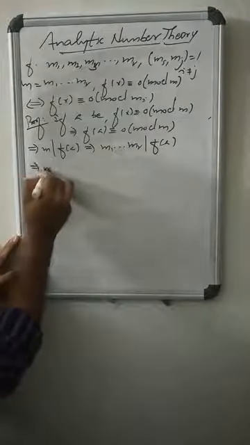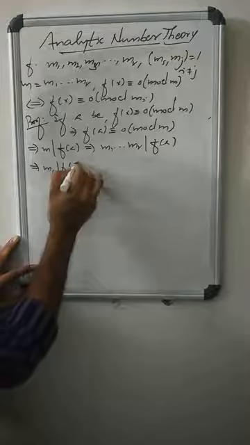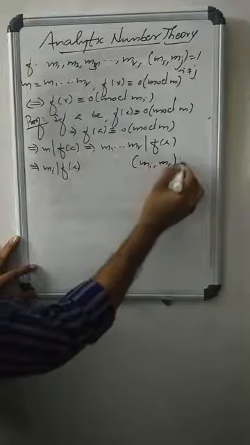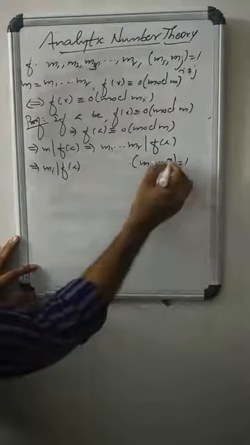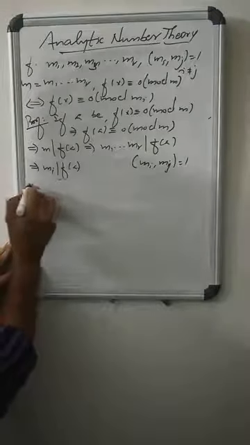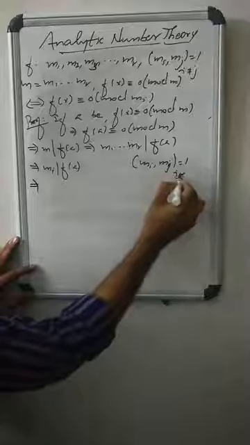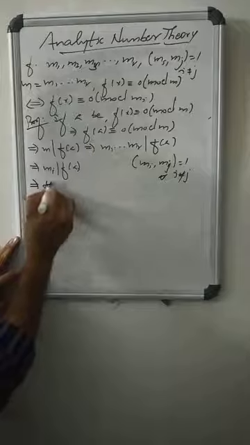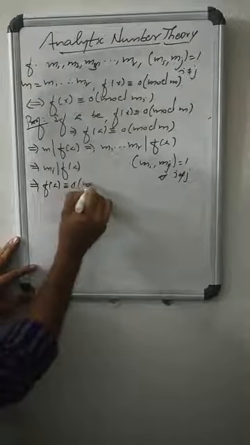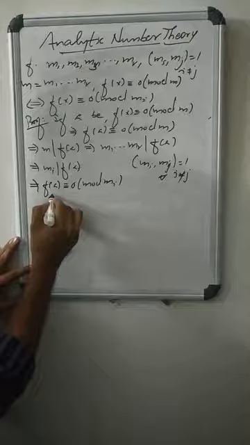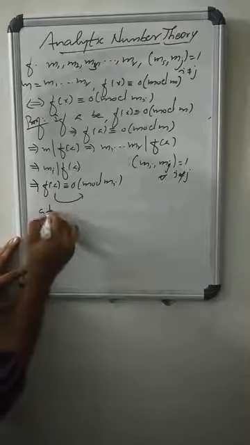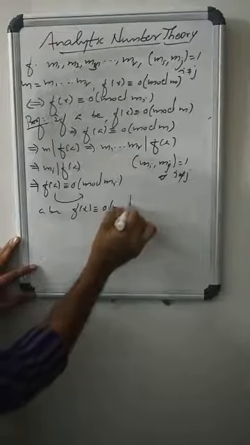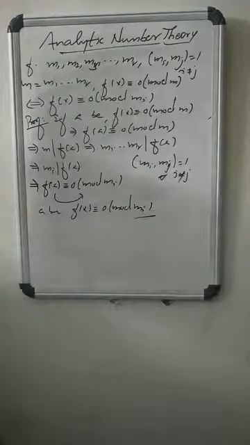That means each of these mi must divide f of A, since the mi are relatively prime in pairs. So mi divides f of A, meaning f of A is congruent to 0 mod mi. That means A is a solution of the congruence f of x congruent to 0 mod mi. So the first part is finished.